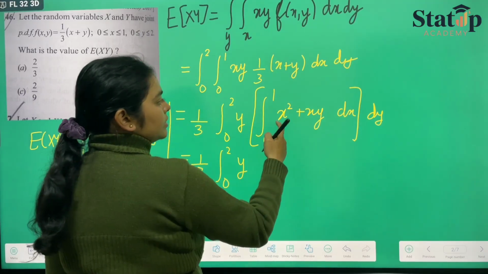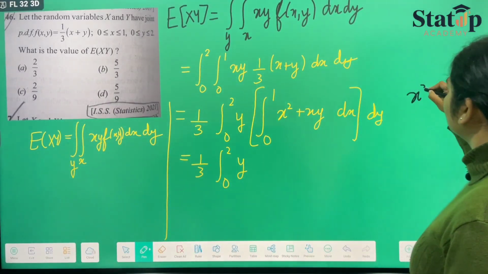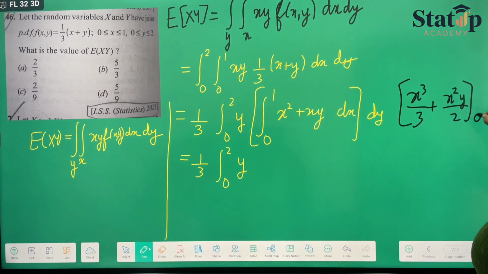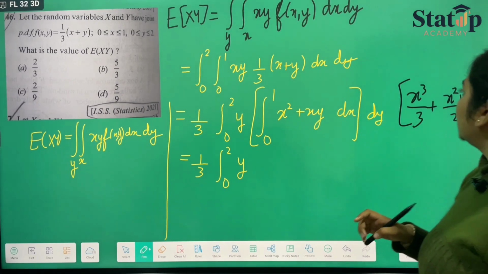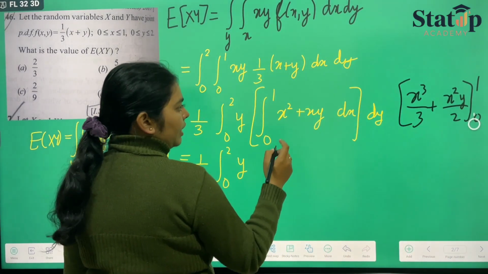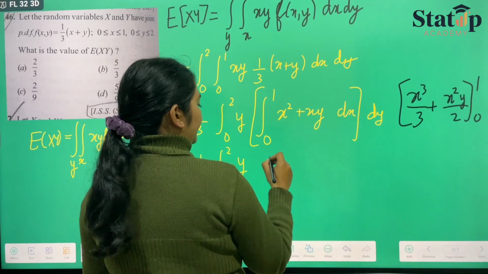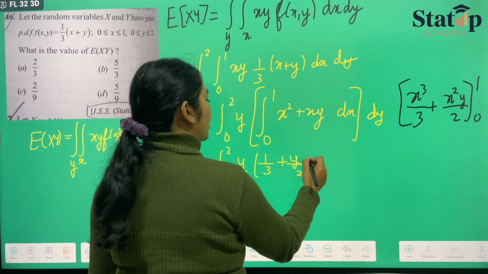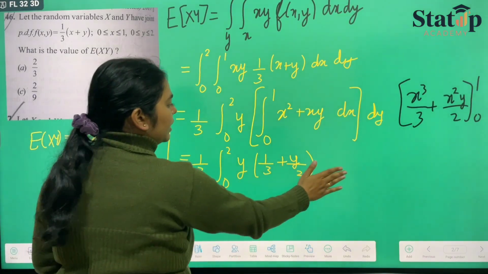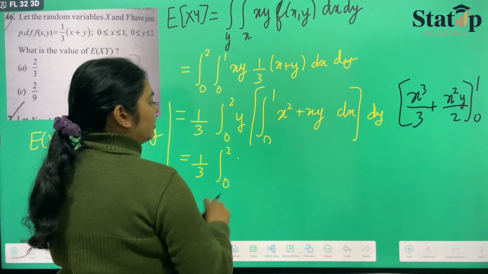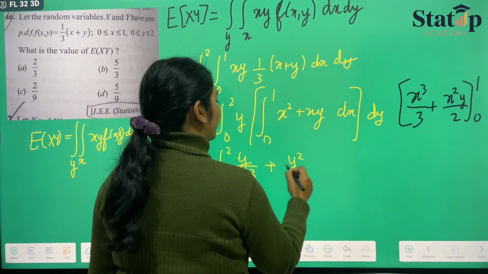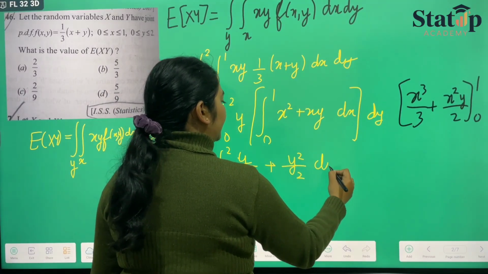If we solve this, this will be x cube by 3 plus x square y by 2 with the limits 0 and 1. And if we put 0 and 1 in place of x, then we will be left with 1 by 3 plus y by 2. And instead of writing this, we can directly multiply it by y. It will become y by 3 plus y square by 2 dy.